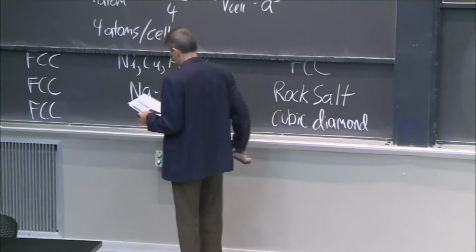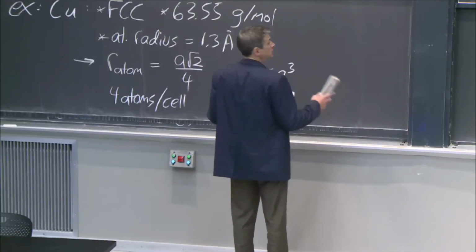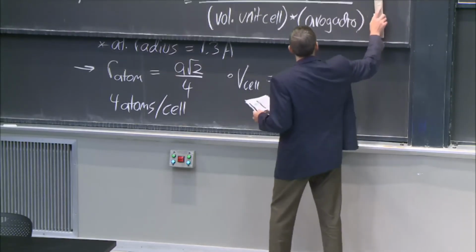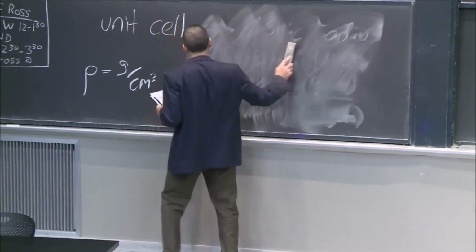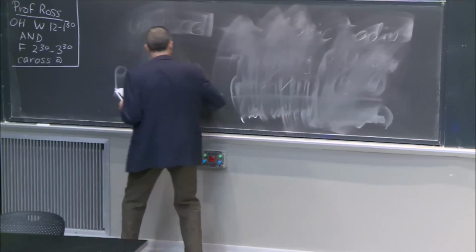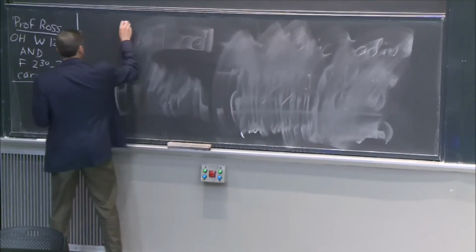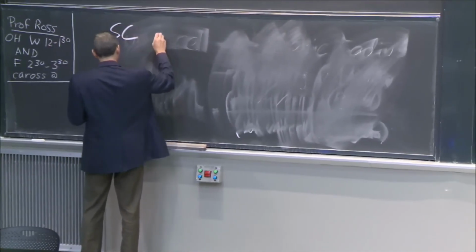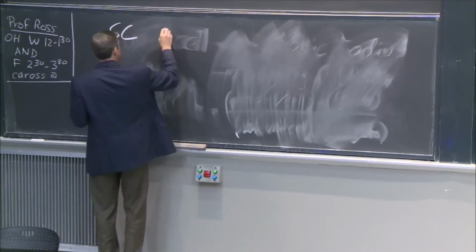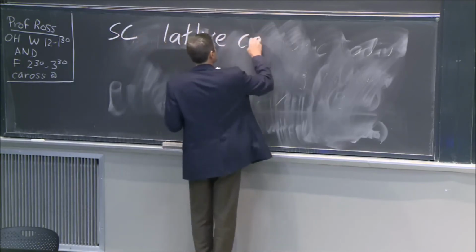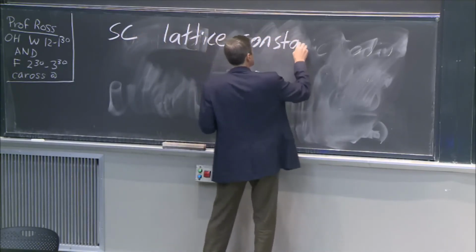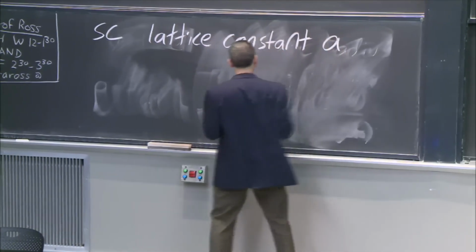So I'll do a couple quick examples. If we look at this example of simple cubic, that's a very easy case. For simple cubic with lattice, this A is called the lattice constant. I think I've mentioned it a few times. Lattice constant A.